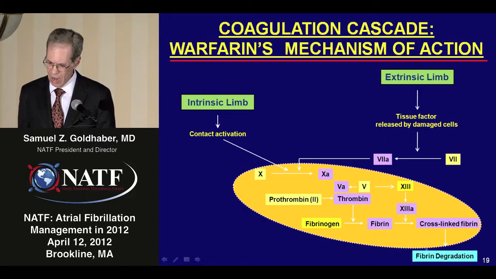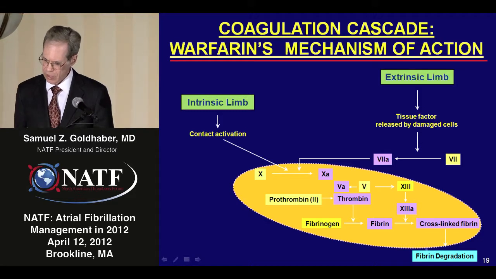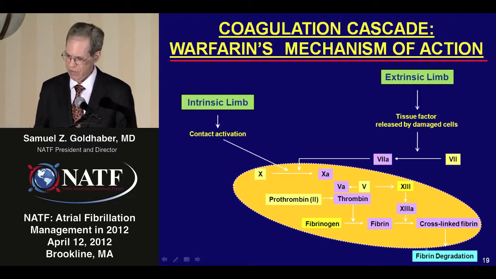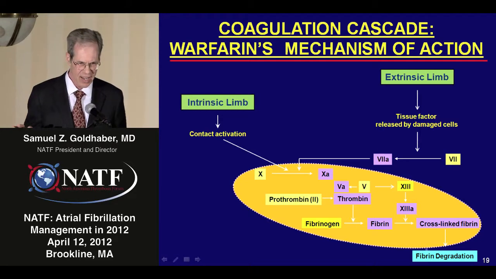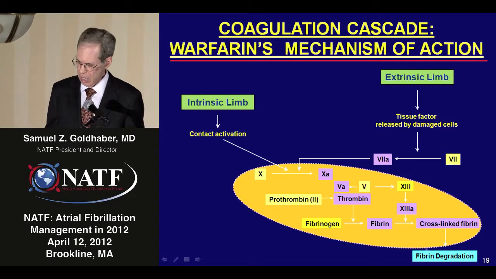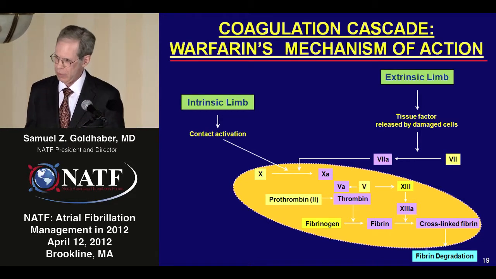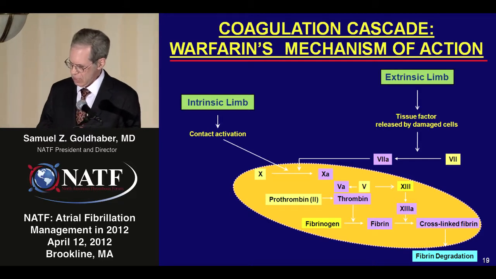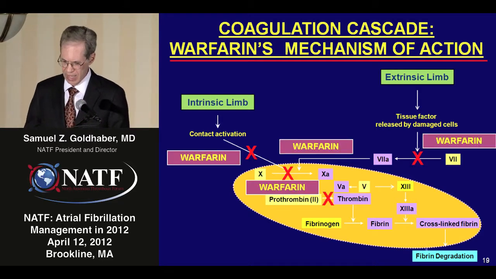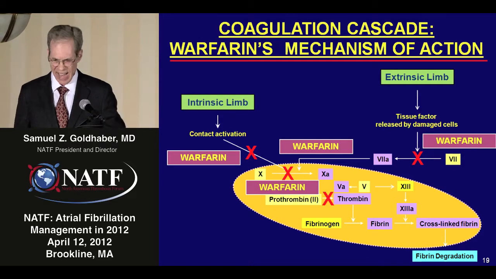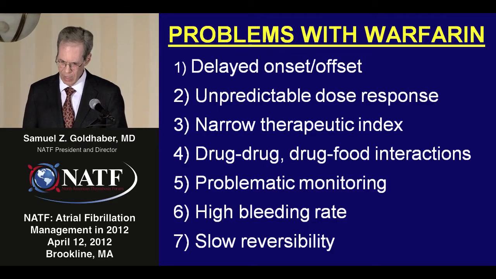Warfarin is very complicated as a molecule. It works against many factors. It antagonizes many vitamin K producing factors in the liver, particularly clotting factors 2, 7, 9, and 10. So warfarin has actions all over the place.